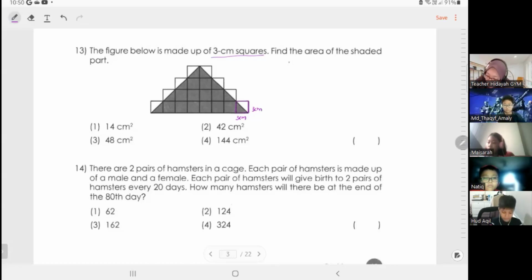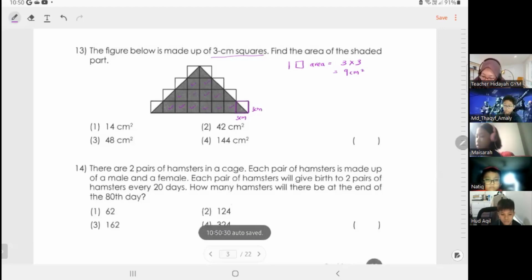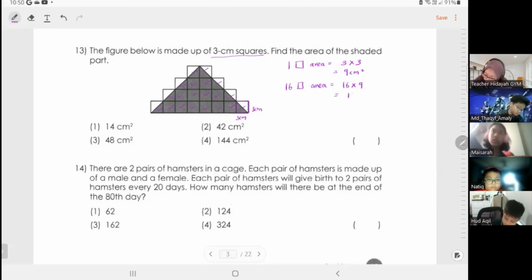So you know 1 square area is actually 3 times 3, right? 9 cm squared. So you find out how many squares are shaded. 1, 2, 3, 4, 5, 6, 7, 8, 9, 10, 11, 12. Then you see the half triangles, right? You join them: 12, then these 2, 13. These 2, 14, 15, 16. So 16 squares, the area will be 16 times 9 equals 144. This is method number 1.